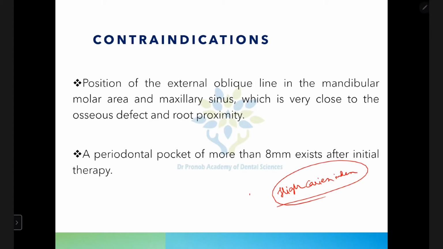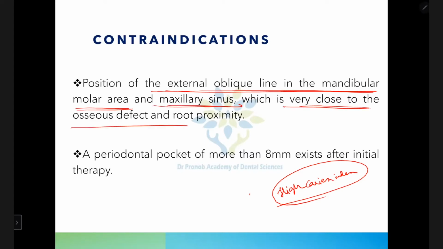Other than these general principles, the other contraindications include presence of the external oblique line in the mandibular molar area and the maxillary sinus, which is very close to the osseous defect in root proximity. We are working on this osseous defect, trying to shape the bone, trying to remove some amount of bone, to remove the bone deformities. So if this osseous defect that we are operating is close to the external oblique line, or close to the maxillary sinus, then don't go with this procedure.